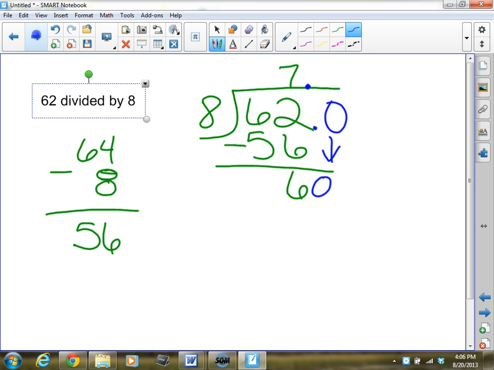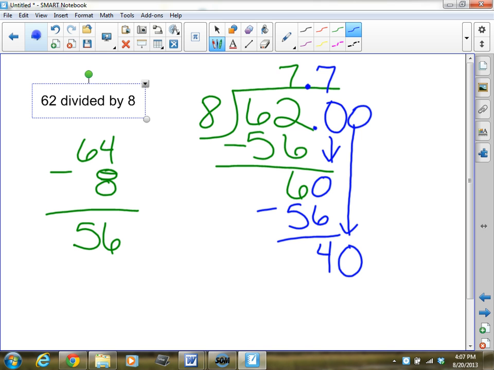8 into 60. Well, I know we already did that, or close to that, because I have 56 here, and 56 is pretty close to 60. So, must be 7, minus 56. 4 as my answer. And uh-oh, what now? I'm going to add another 0, bring it down, and look, I have a multiple of 8. 8 times 5 is 40. Subtract 40, I get 0. So my answer is 7.75. That's where the decimals come into play.